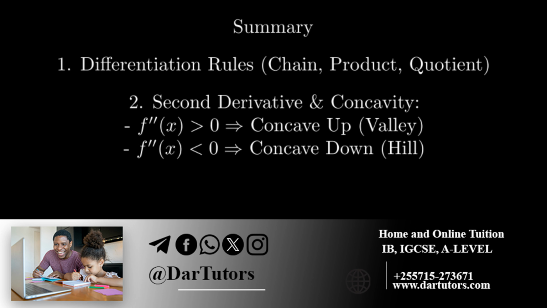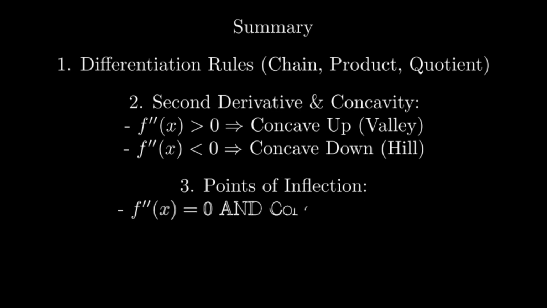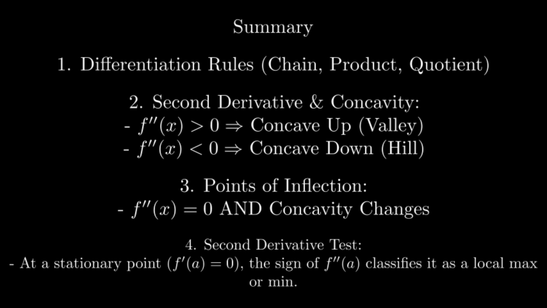A positive second derivative means the function is concave up, like a valley, and a negative second derivative means it's concave down, like a hill. We define points of inflection as the specific points where the concavity changes, which can happen only when the second derivative is 0 or undefined. And finally, we put it all together in the second derivative test, a powerful shortcut for classifying stationary points as local maxima or minima.